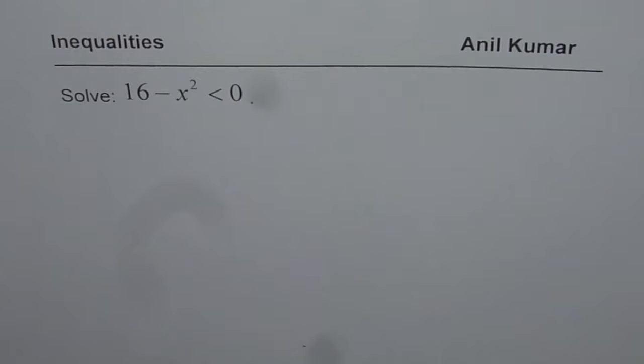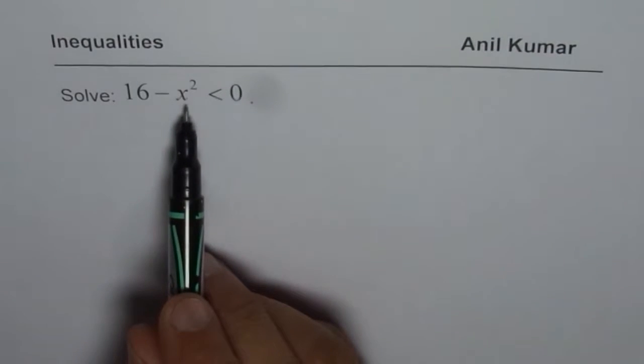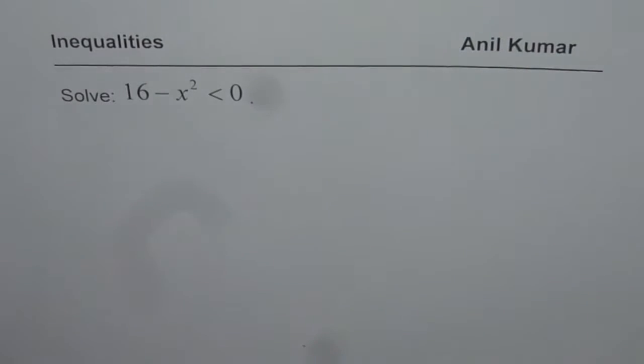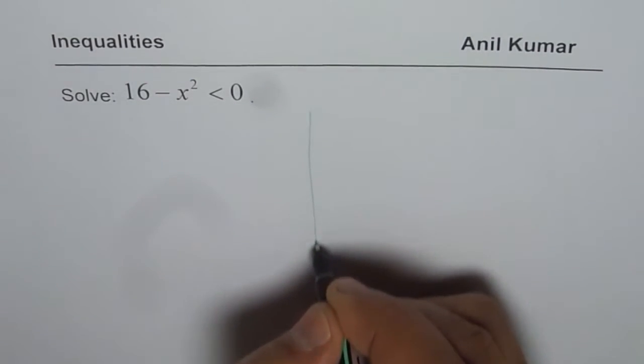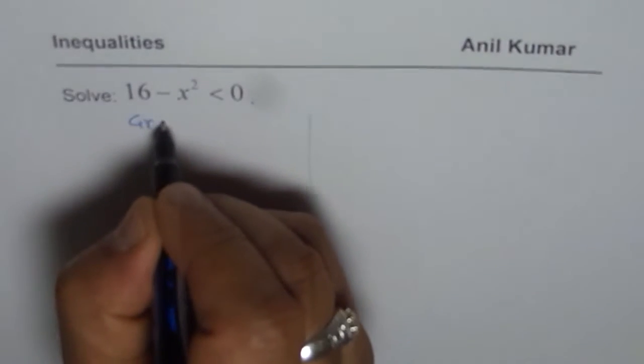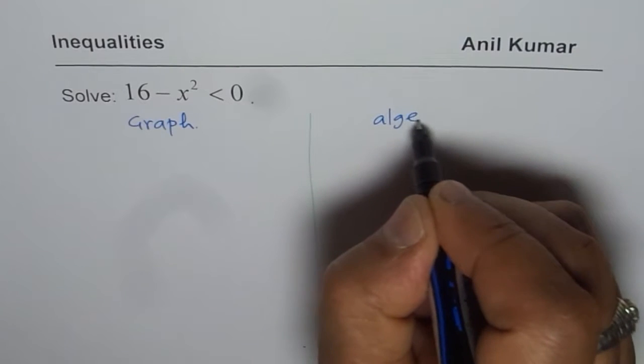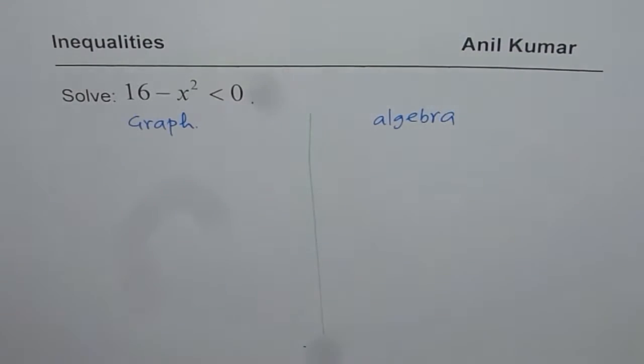Here we have a quadratic function. We need to solve 16 minus x squared is less than 0. The two methods which I'll discuss here are, one, we'll use a graph, and then we'll do the algebraic method. These are the two different ways we'll solve this inequality in this particular video.